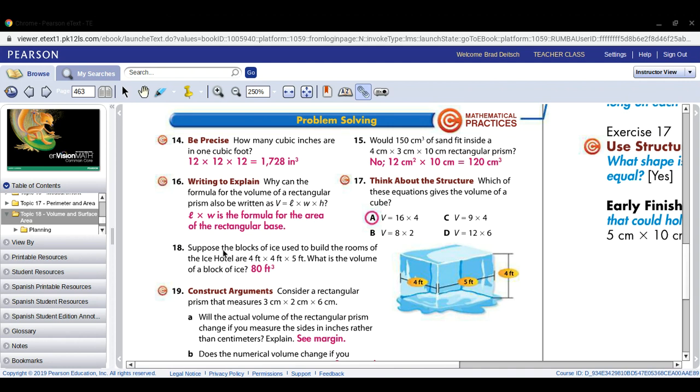Number 18, suppose the blocks of ice used to build the room of the ice hotel are 4 feet by 4 feet by 5 feet. What is the volume? They show the visual to the right. So 4 times 5 times 4, or 4 times 4 times 5, doesn't matter the order due to the commutative property, is 80 cubic feet. Okay, I'm going to scroll down a little bit further.